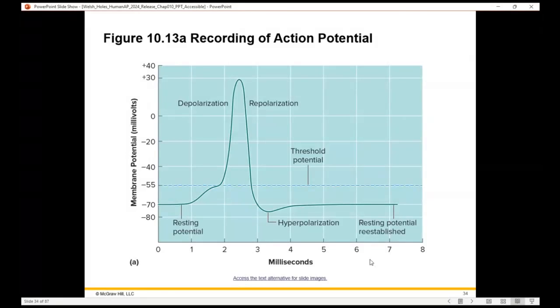Figure 10.13a shows a recording of the action potentials. Start with resting potential, you get depolarization, then you get repolarization, hyperpolarization, and back to resting potential. And you may recall this when we talked about muscle contraction.